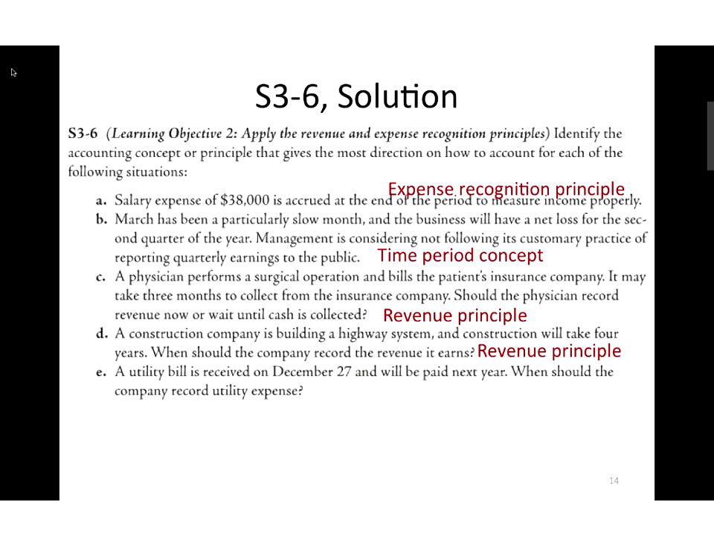And then finally, E, a utility bill is received on December 27th. So we get the bill from Ohio Edison December 27th. We're going to pay it when we pay bills, January 10th perhaps. When should the company record utility expense? Remember the electric bills are for the prior month. So if we receive it December 27th, we've already used the electricity. So we would record utility expense in December, and that's due to the expense recognition principle. Okay, so those are, real quick, the principles at play here.